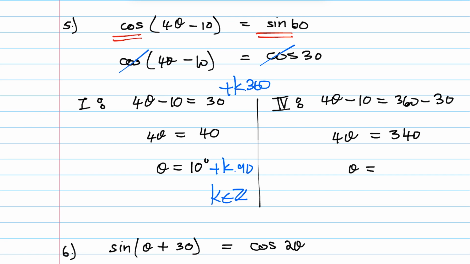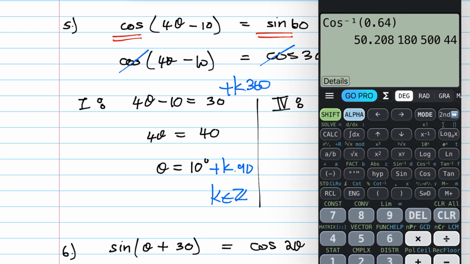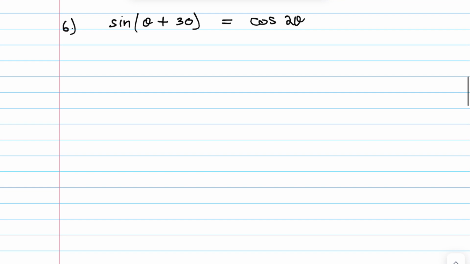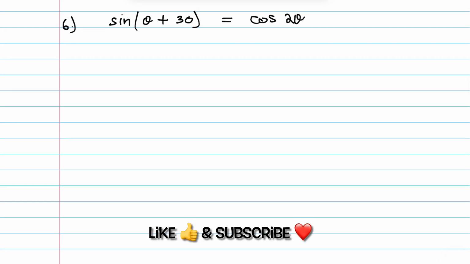And then I'll simply divide by 4 on both sides, but I don't know what the answer for this is, so let me check. 340 divided by 4, and that's 85. Okay, that was pretty easy. Guess I was just too lazy to think. Plus k 90 degrees. Again, 90 because we divided everything by 4, including the 360. So that's it for question number 5. Not too bad, eh?